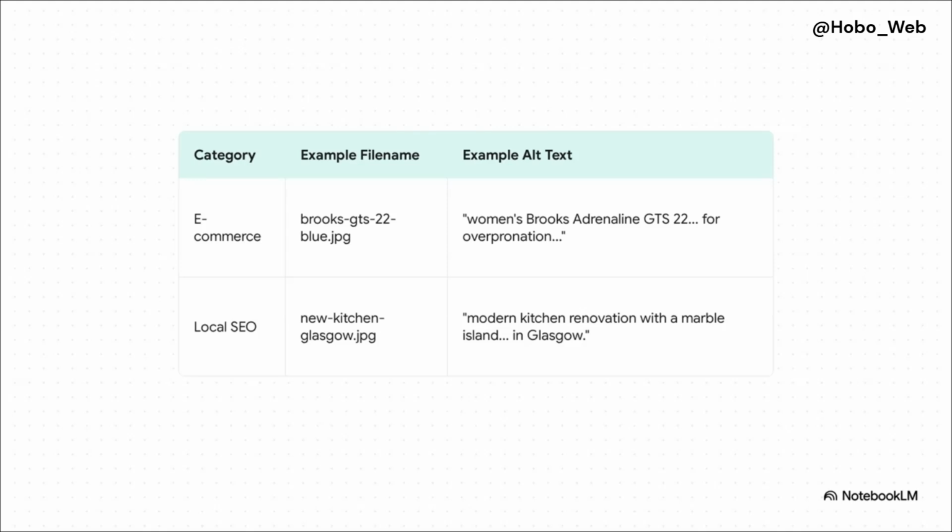Images are perfect for targeting what we call long-tail keywords, those super specific searches that show someone is ready to act. Look at these examples. You're not just targeting running shoes. You're targeting a specific model for a specific person with a specific need. That is a customer who's ready to buy.